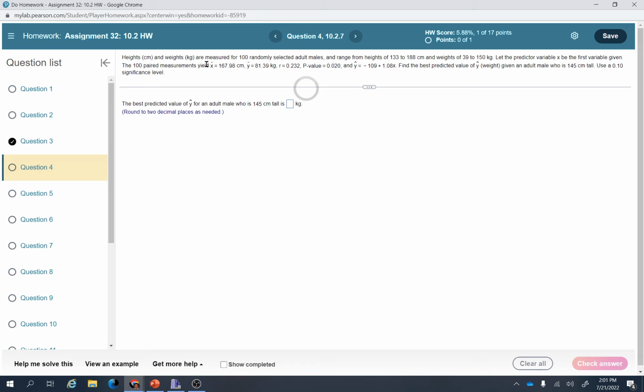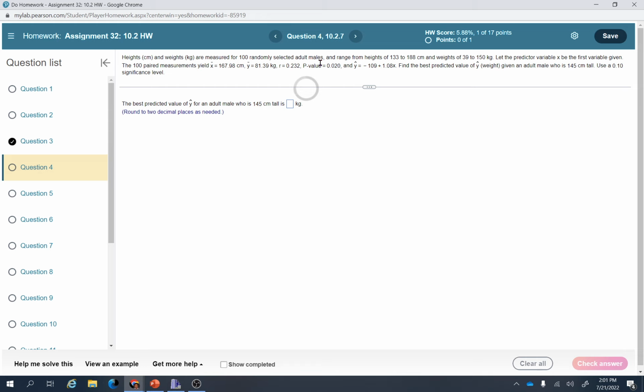So the average height for the 100 randomly selected adult males is 167.98 centimeters, and the average weight is 81.39 kg. R is the correlation between these two data, which is 0.232. The P value is 0.020, and this is the best fit linear regression.